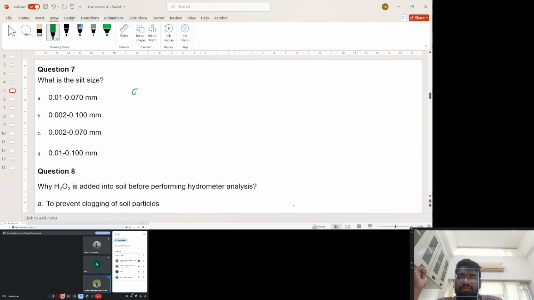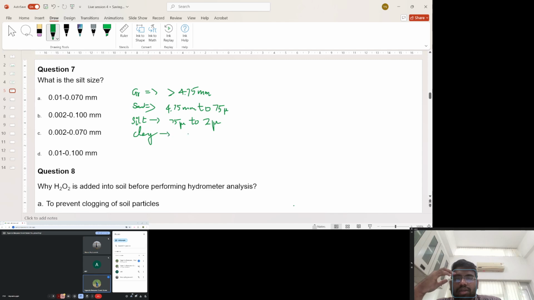So gravel will be greater than 4.75 mm, and sands will be 4.75 mm to 75 microns, and silt size will be 75 microns to 2 microns, and clay sized particles will be less than 2 microns.